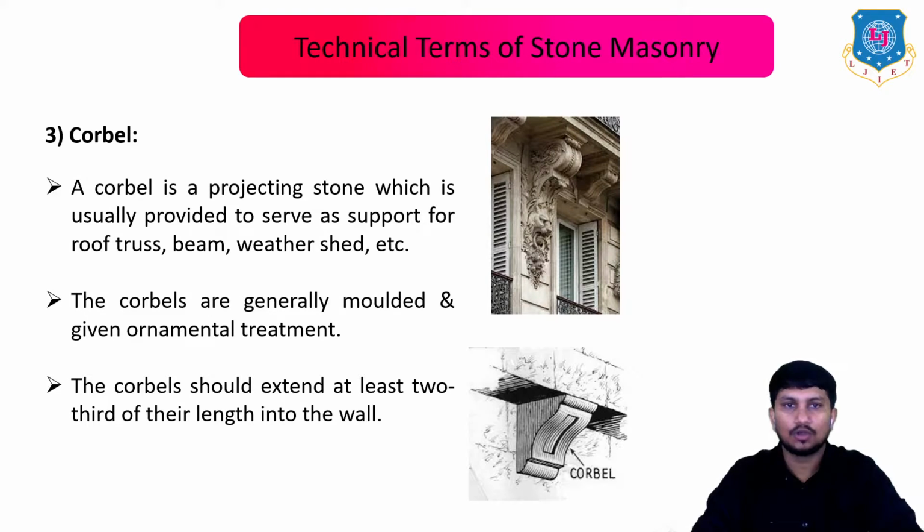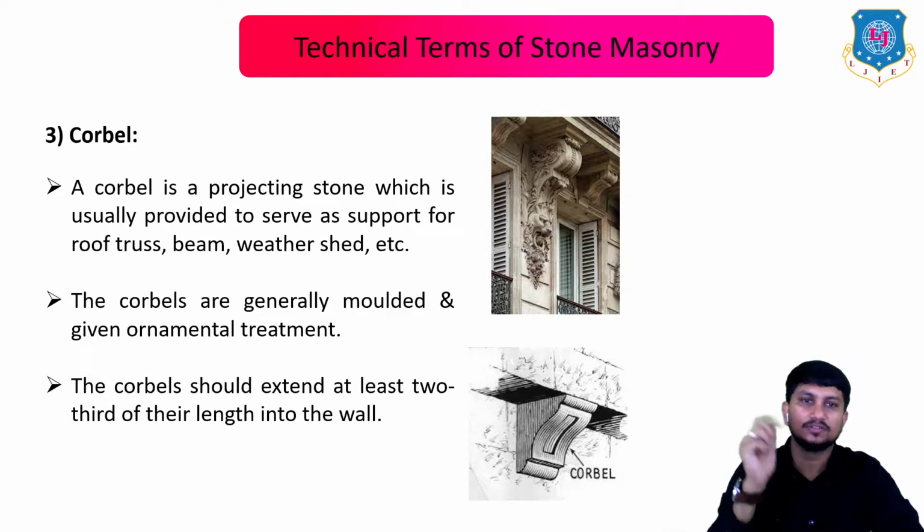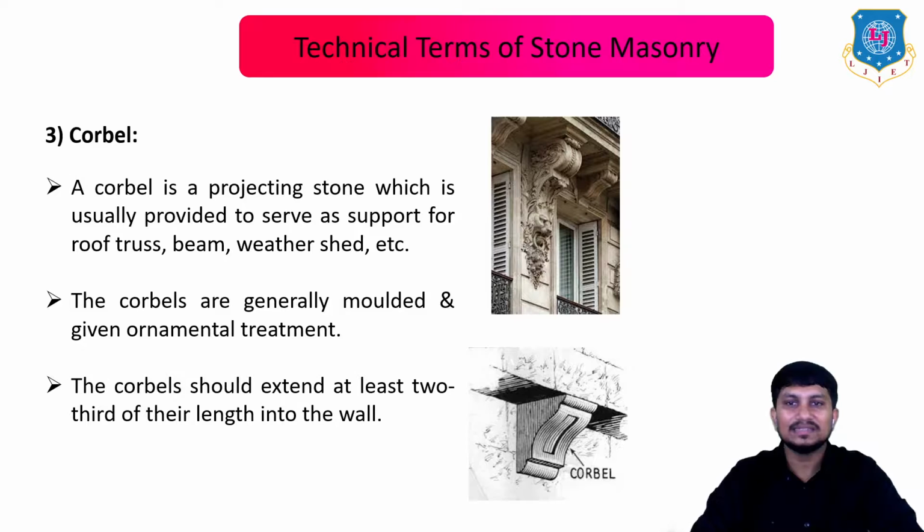Third is corbel. You can clearly see corbel here. A corbel is a projecting stone which is usually provided to serve as support for roof truss, beam, weather shade, etc. The corbels are generally molded and given ornamental treatment. The corbels should extend at least two-thirds of their length into the wall. This projecting part of the stone is called the corbel.